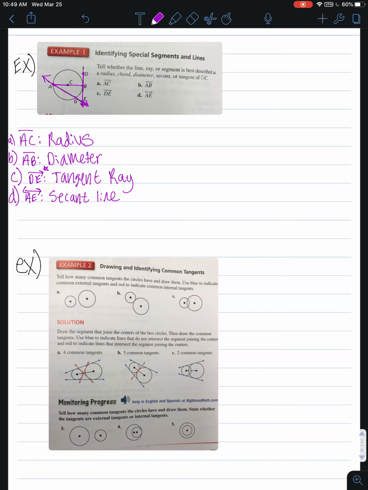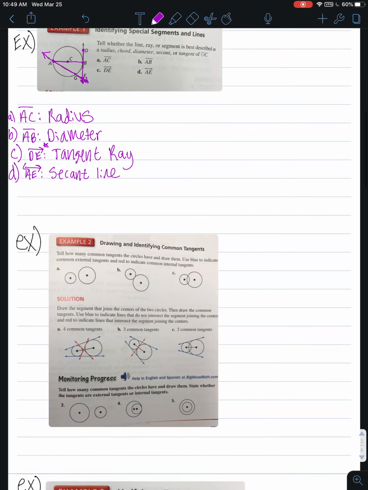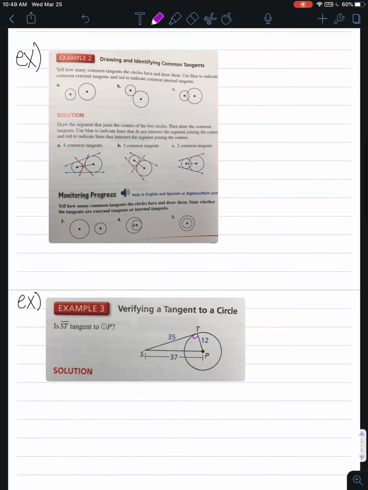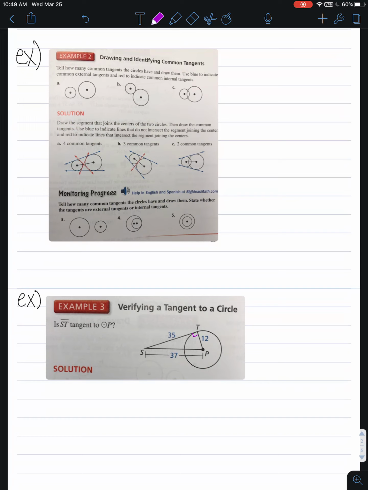Or you could just call it a secant because it continues all the way through. And that's the definition of a secant. So, okay, moving on here, right here we have example A, B, and C, and it wants us to tell how many common tangents the circles have and to draw them.